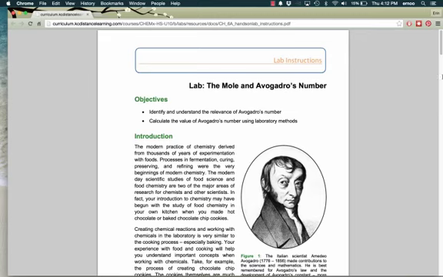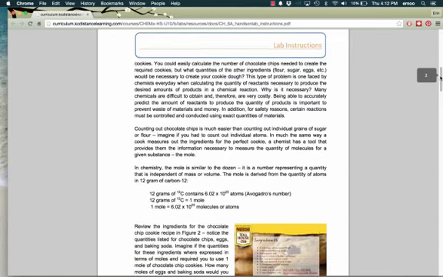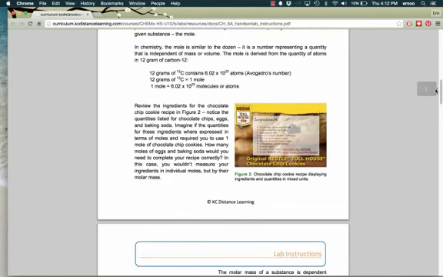Okay, the mole and Avogadro's number lab. The first thing we need to go over is that a mole can be confusing because it's this big number, 6.02 times 10 to the 23rd. Students see scientific notation here and they kind of get intimidated. But 6.02 times 10 to the 23rd is just a number, a shorthand or slang that scientists use to say this really big number. Kind of like we say a dozen, meaning 12, or we say a century, meaning 100.